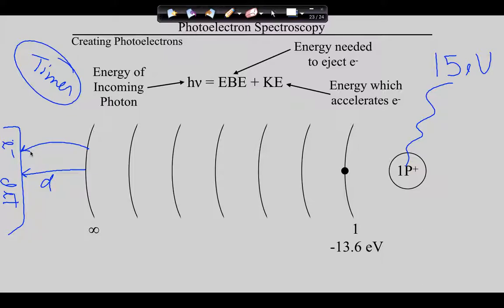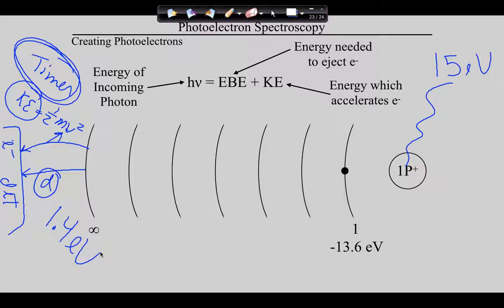What does this do? Well, guys, the thinking goes like this. Kinetic energy is equal to 1/2 mv squared. But velocity is distance divided by time, right? We've measured the distance. We've measured the time. If we can plug that in, we know the mass of electrons. What can we solve for? Kinetic energy. And when we do that, guess what the kinetic energy is going to be equal to? 1.4 electron volts.